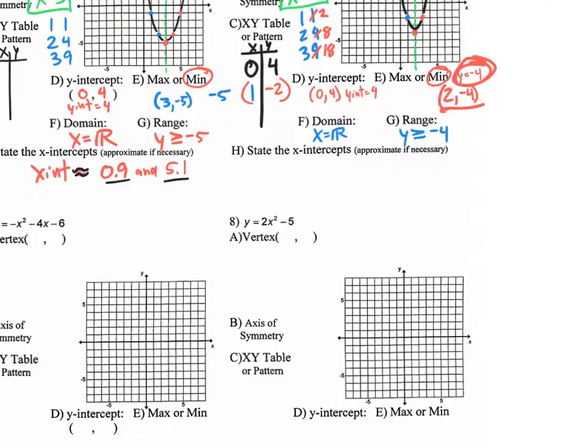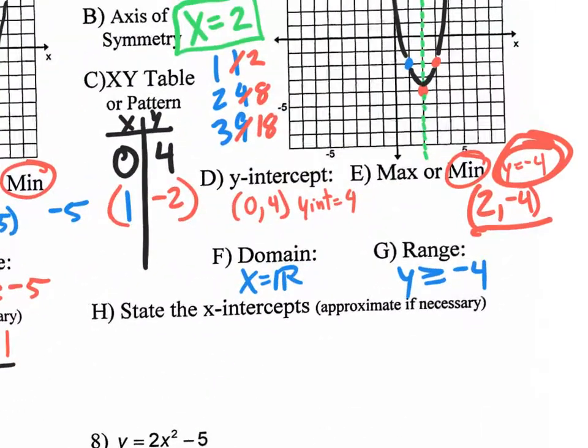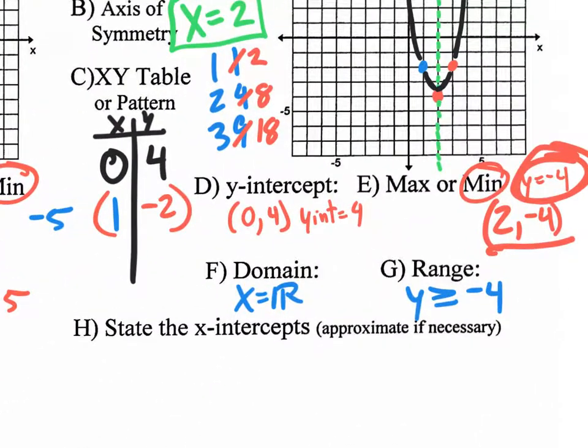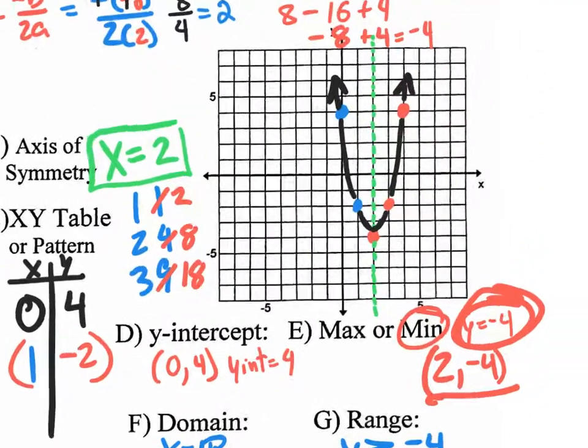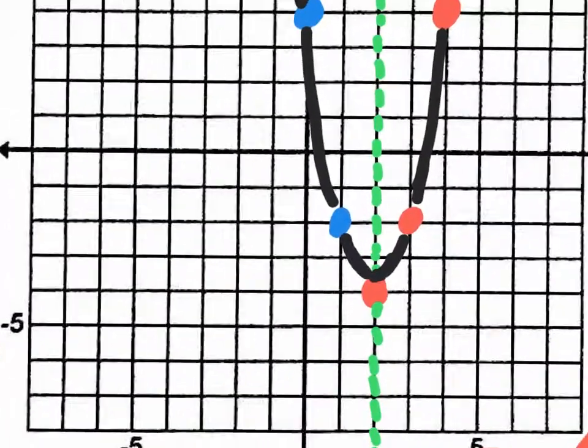Sorry, I totally forgot about H. So let's go to H. State the X-intercepts. Approximate if necessary. So let's take a look at the X-intercepts. So here's my X-axis. Where does it cross? It crosses right here and right there.